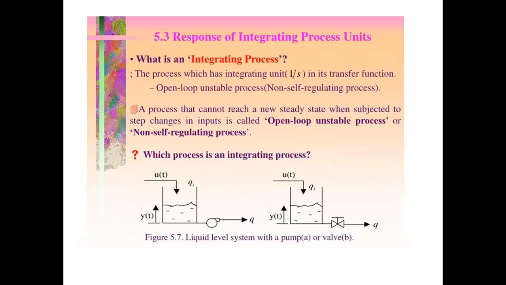So what is an integrating process? The process which has an integrating unit in its transfer function. It is an open loop unstable process, a process that cannot reach a new steady state value when subjected to step changes in inputs, is called an open loop unstable process or non-self-regulating process.